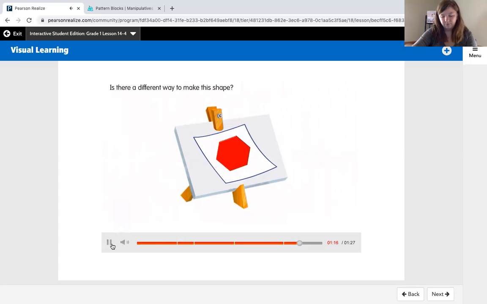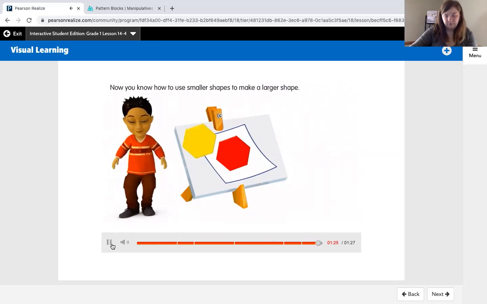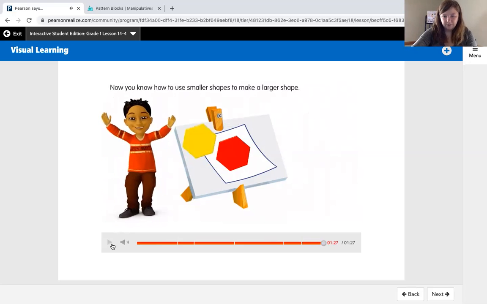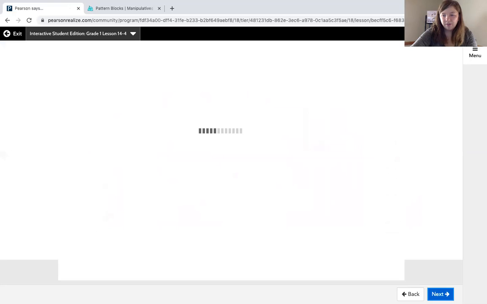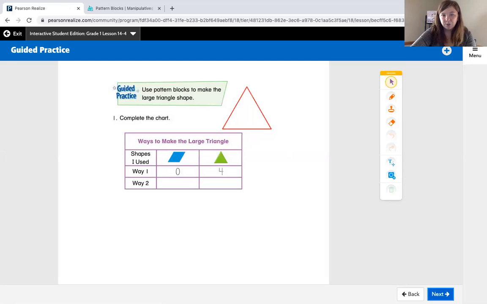Is there a different way to make this shape? So if we look at our shapes side by side, we can see that you can make the same shape using 1 yellow shape and 2 red shapes. Yes. Now you know how to use smaller shapes to make a larger shape. Awesome. We're going to get started with your practice, and I'm going to switch over to our Cool Math for Kids website to help you see some of this.